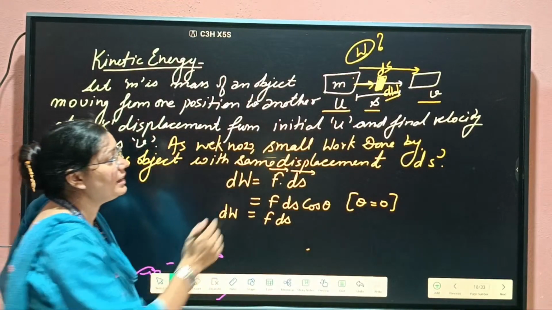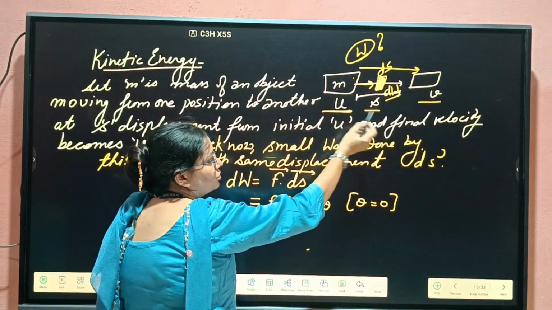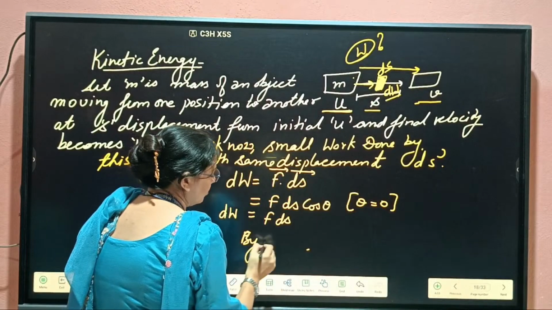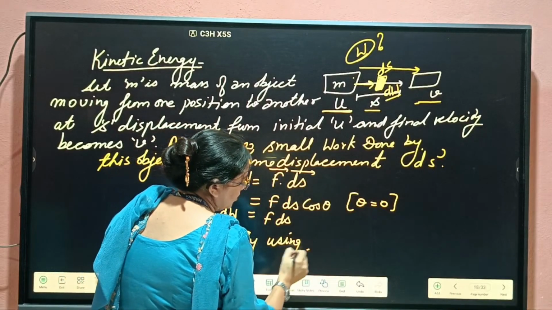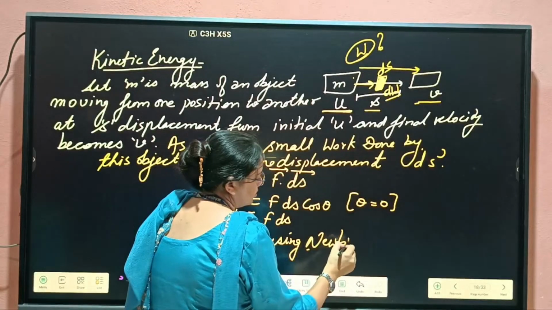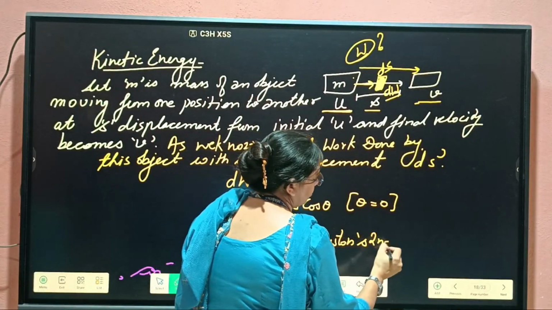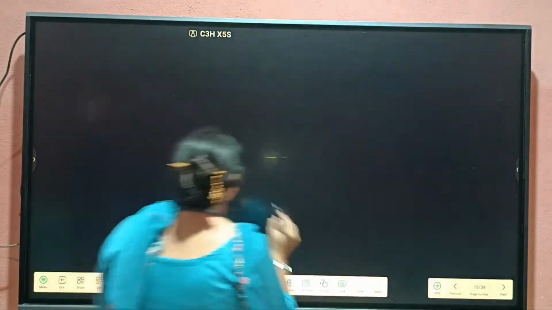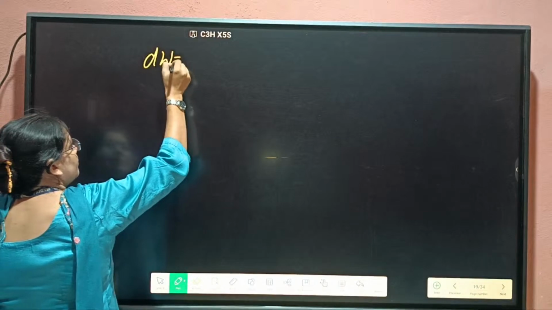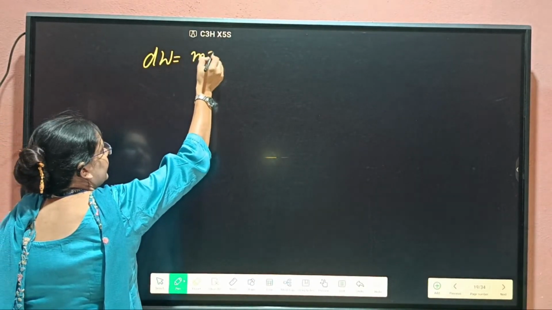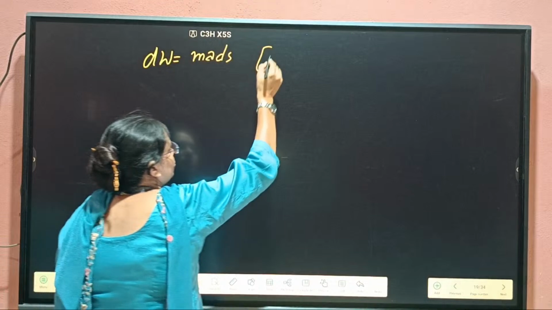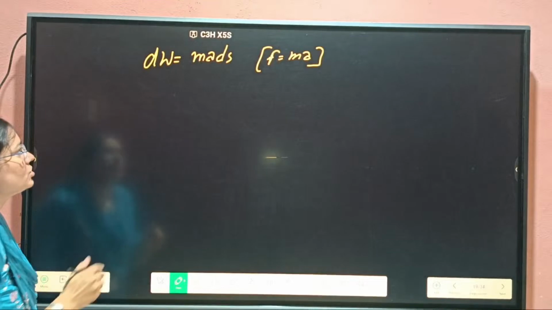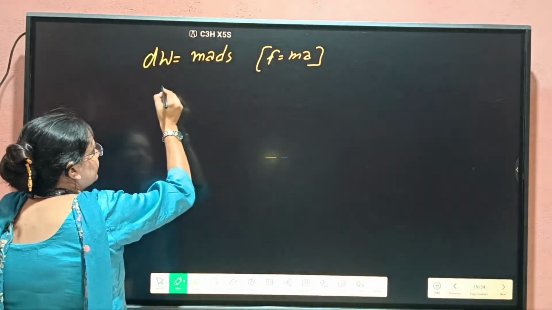If the initial velocity is u and the final is v, then we can write, by using Newton's second law, dw is equal to F ds, where F is ma. What does Newton's second law say? Force equals mass into acceleration.